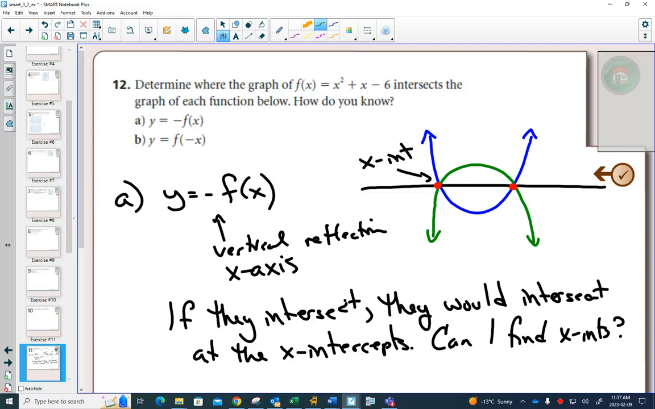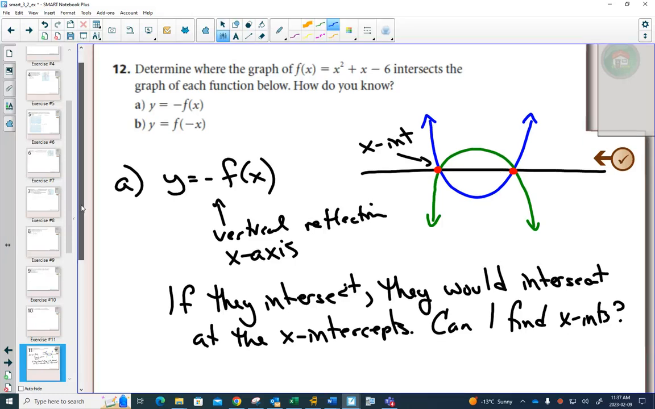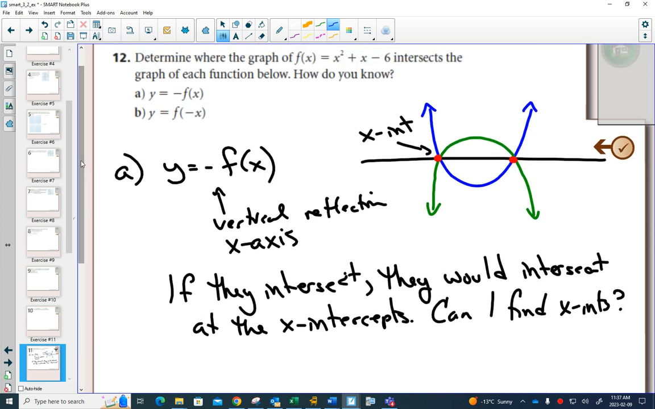So I'm going to take out my blue graph, my blue equation, and I'm going to say, all right, how do you find x-intercepts? You plug in 0 for y. Have I done this before? Yes. I did this in grade 11. How would I solve a quadratic equation that's equal to 0? Either quadratic formula or factoring.